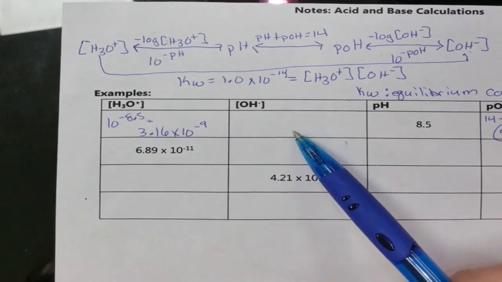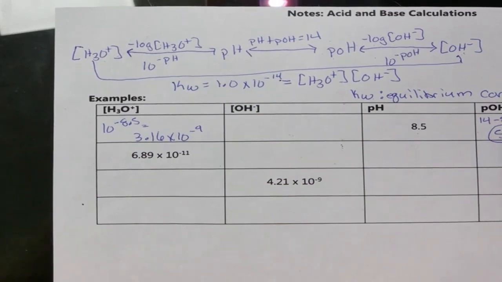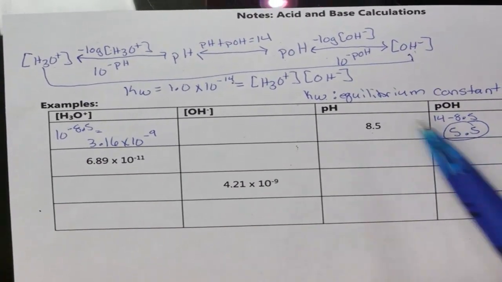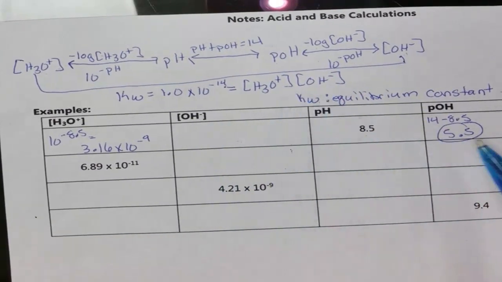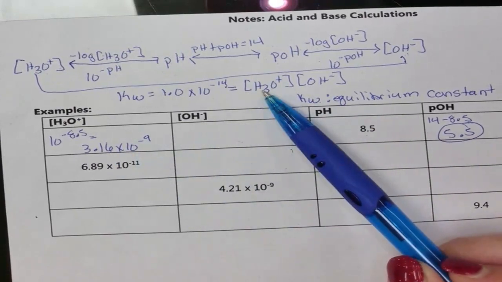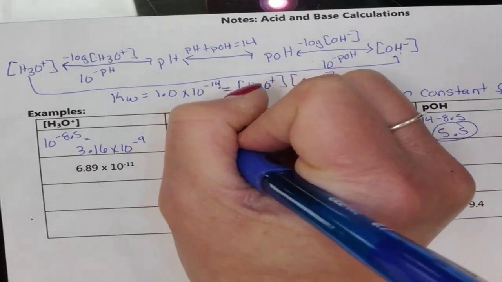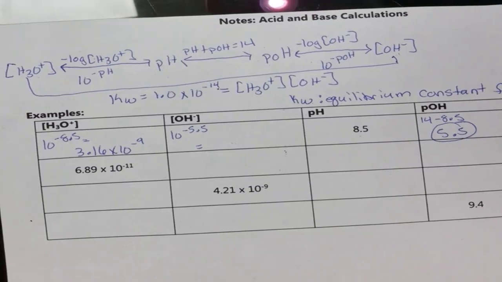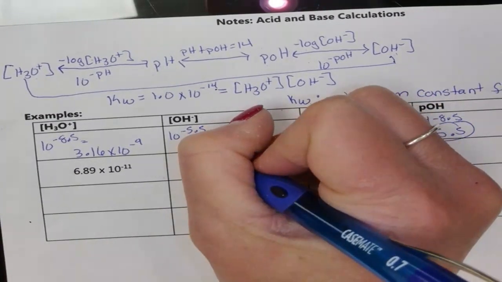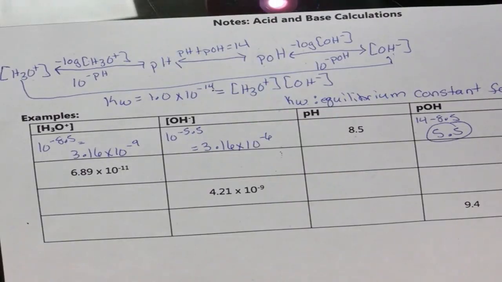Now, for my hydroxide, I can choose to use my Kw, or I can choose to use my pOH value. If I know my pOH value, I can do 10 to the negative pOH, or I can take my hydronium ion concentration and plug it in. Either way works. You'll get to the same answer. I find going 10 to the negative 5.5 a little bit easier since I have that value. So my value is 3.16 times 10 to the negative 6.